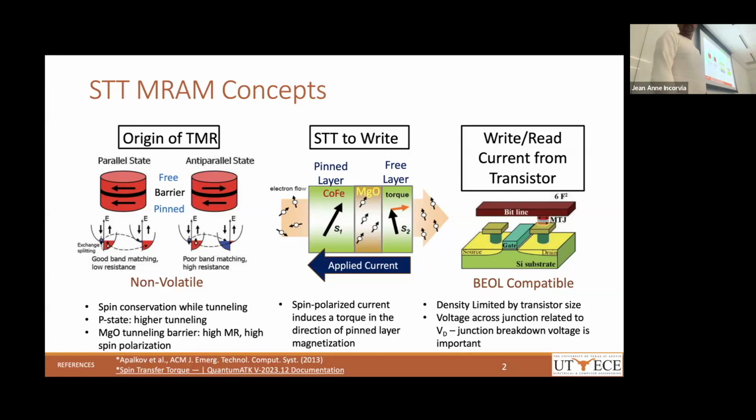Okay, and lastly, we have to use a transistor to source the current and sense the current while reading. The biggest advantage of this STT-MRAM memory is that it is BEOL compatible. It can be integrated in the back end of line process, and that allows the cell density to be 6F square, where F is the minimum feature size.